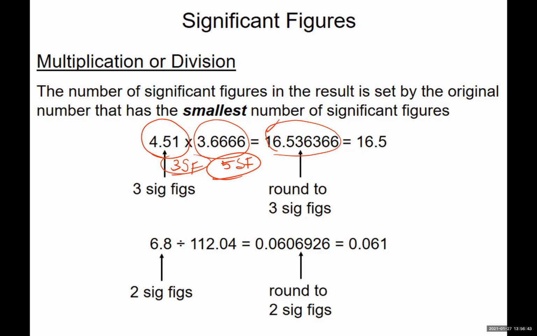This is 1, 2, 3. I drop these. I look at the first digit which is being dropped. It's less than 5. Ignore it. So 15.6.